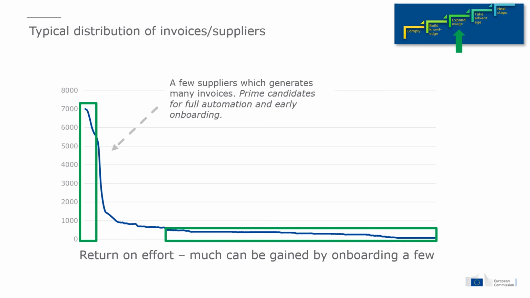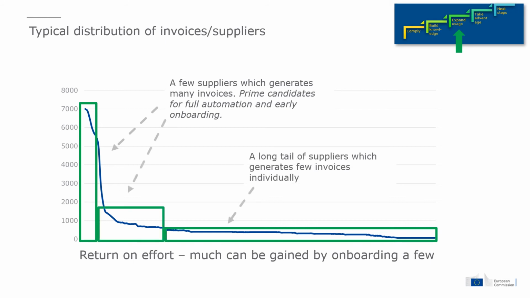So again, have a simple process for onboarding that doesn't require a lot of manual intervention every time you have a new supplier. And the grouping between here is also something that can be prioritized after you have got the high volume suppliers in place.